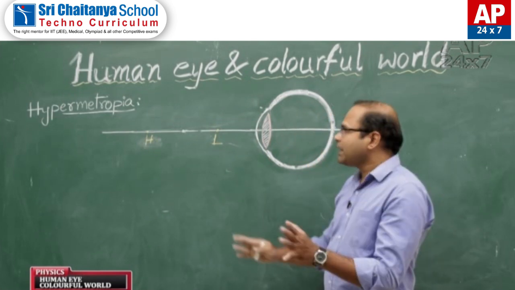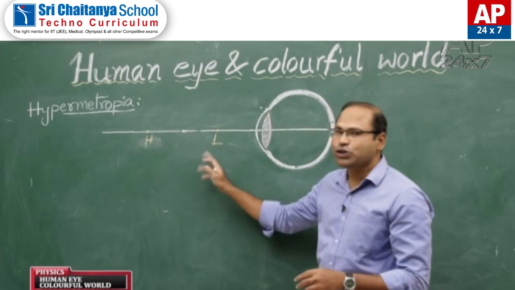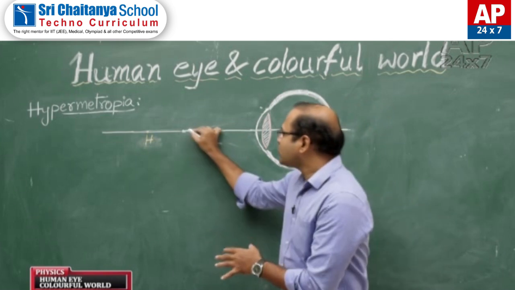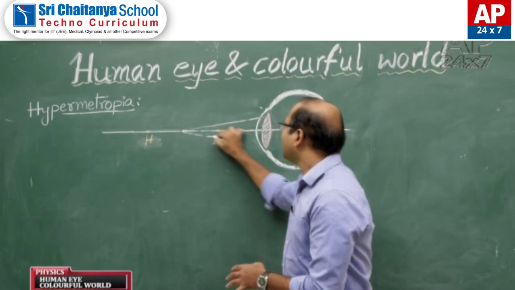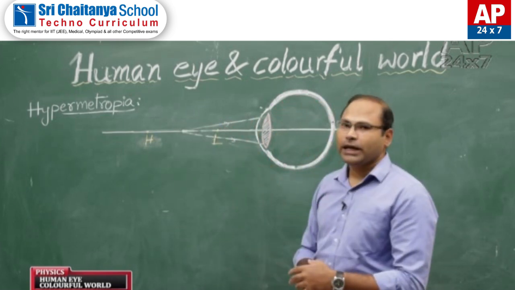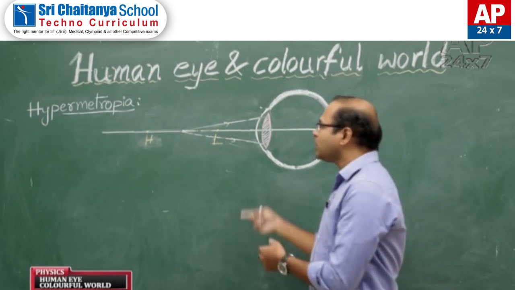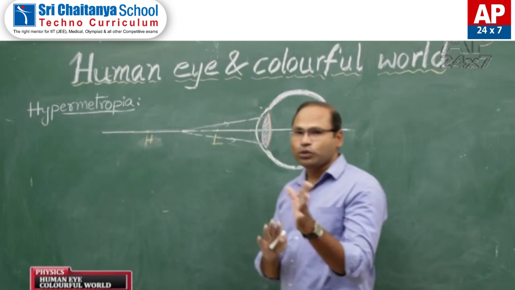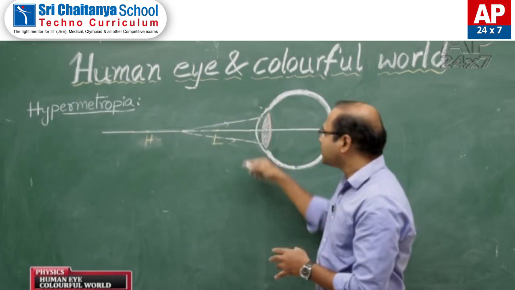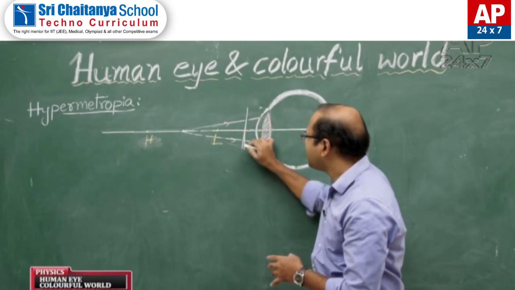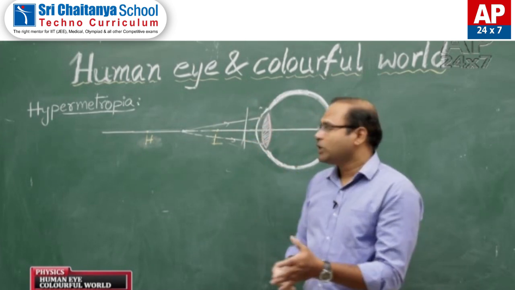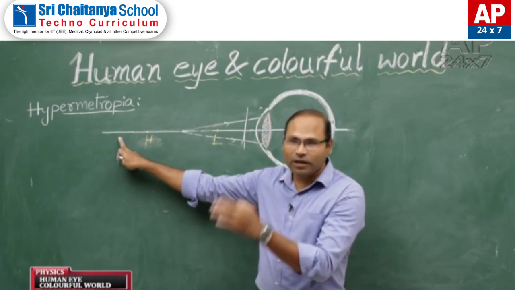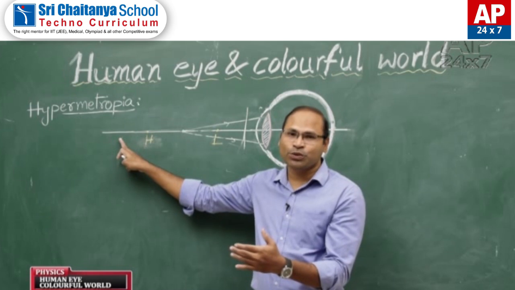Let us suppose there is an object here in between this H and L, and the light rays will come and fall on the eye lens like this. If we are able to form the image of this object anywhere beyond this near point by using a lens here, suppose I have used a lens, which kind of lens can do that? So that the image of this object should form here beyond the near point. Which lens can help us to do that?